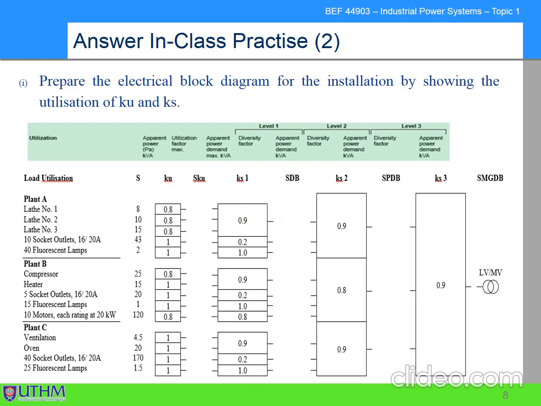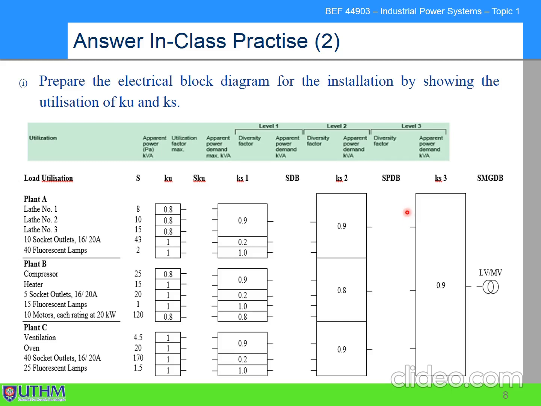So this SDB is equal to the total load incoming here times the diversity factor. All the total load here times 0.2 gives the SDB. For plant B and plant C, use the same calculation.